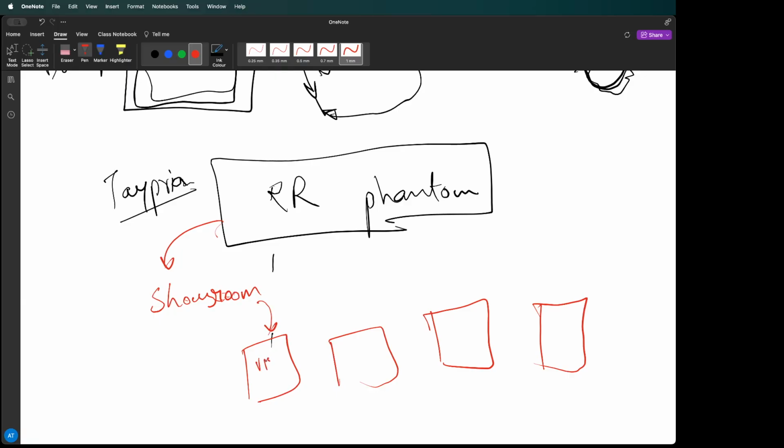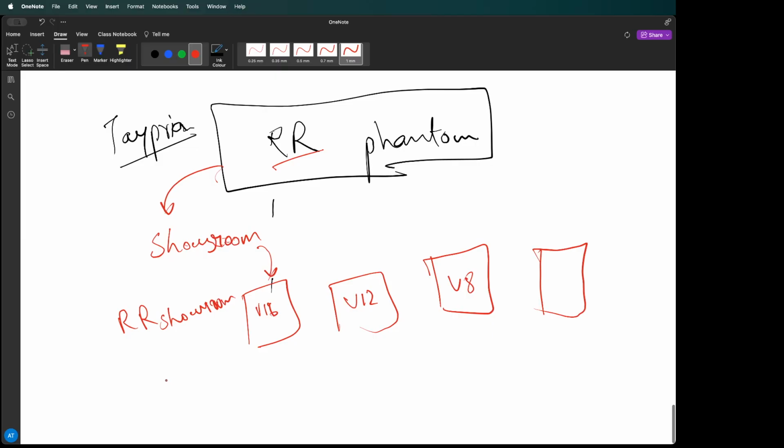Let's say V8, V16 or V12 engine, whatever specifications you need, at the Rolls Royce showroom. So you selected a car. So what is the feature of Rolls Royce? They will give you one thing: which color you want to choose, which type of color you want.